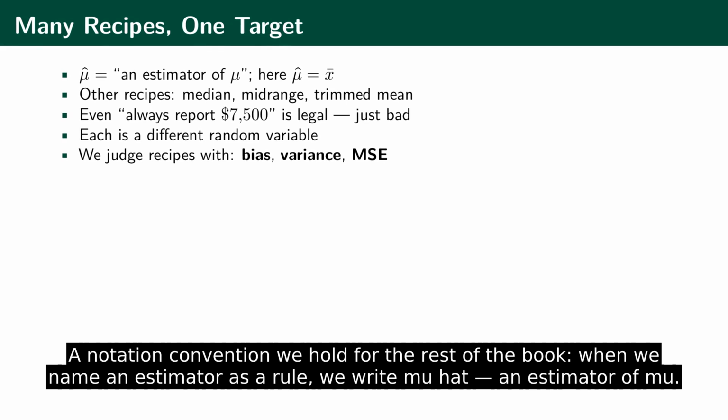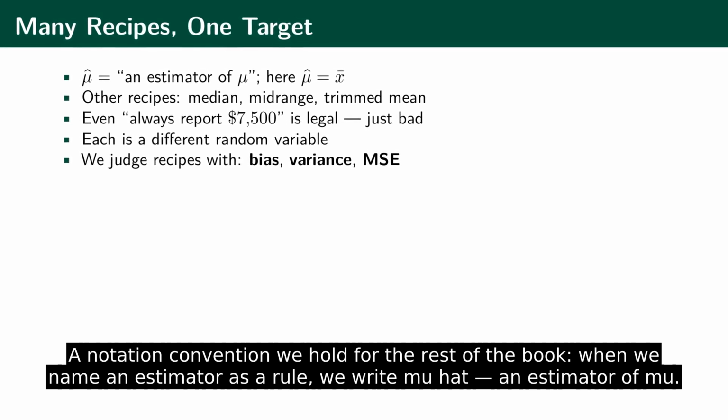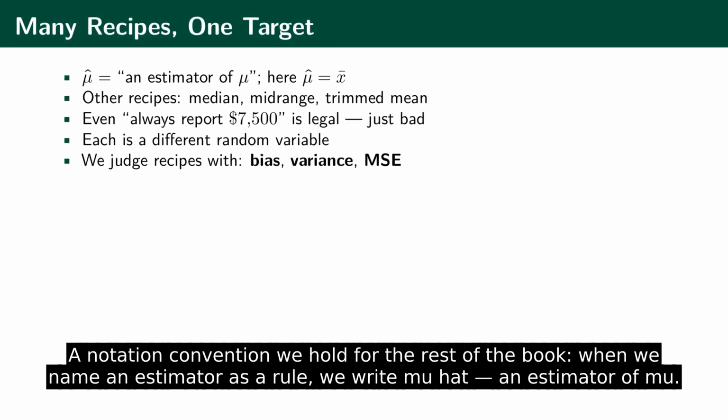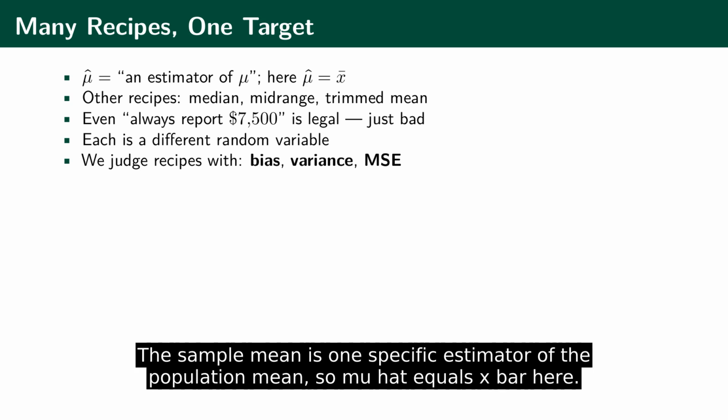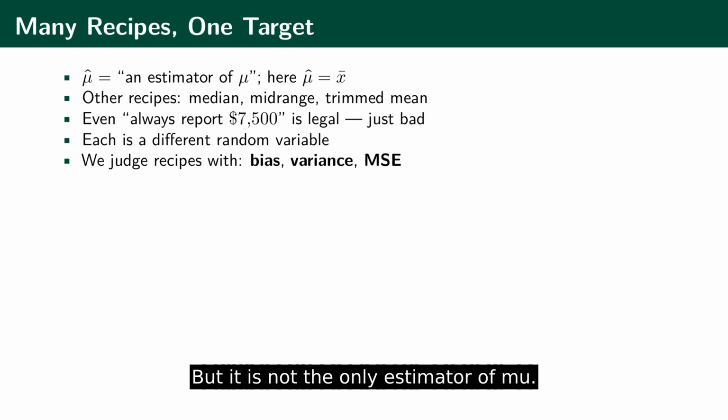A notation convention we hold for the rest of the book: when we name an estimator as a rule, we write mu hat, an estimator of mu. The sample mean is one specific estimator of the population mean, so mu hat equals x bar here. But it is not the only estimator of mu.